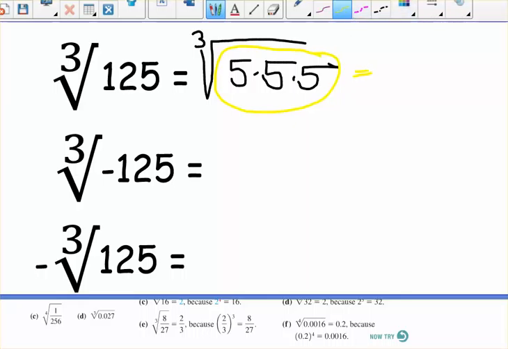And so, of course, the triple for this one is going to be 5. So the answer here for the cube root of 125 is going to be 5.